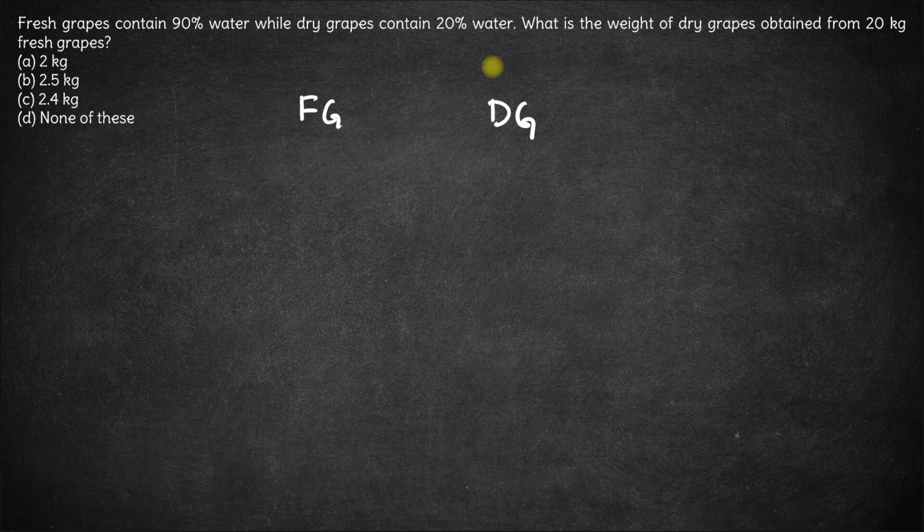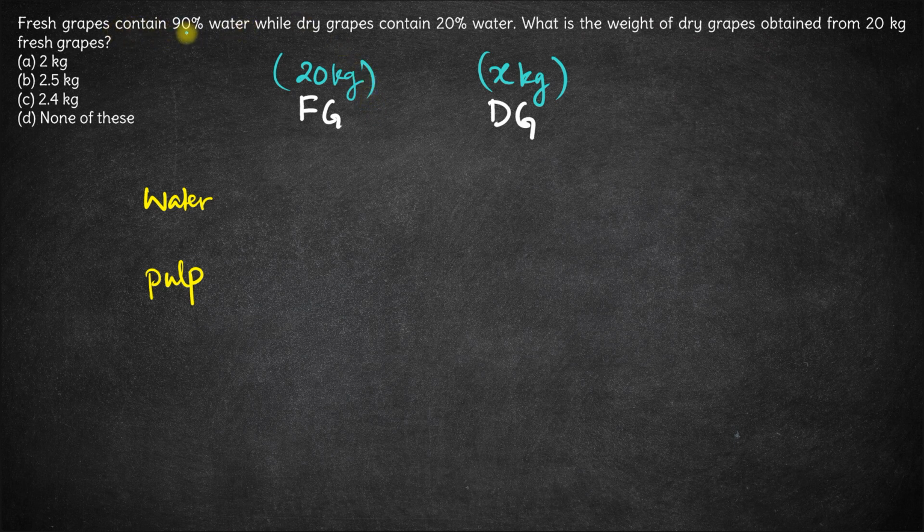Correct. So let's talk about the water weight and the pulp weight. Initially, what we have is the weight of dry grapes obtained from 20 kg of fresh grapes. So we have 20 kgs of fresh grapes and we need to figure out what amount of dry grapes we are going to get. So let's say we are going to get X kgs of dry grapes from 20 kgs of fresh grapes.